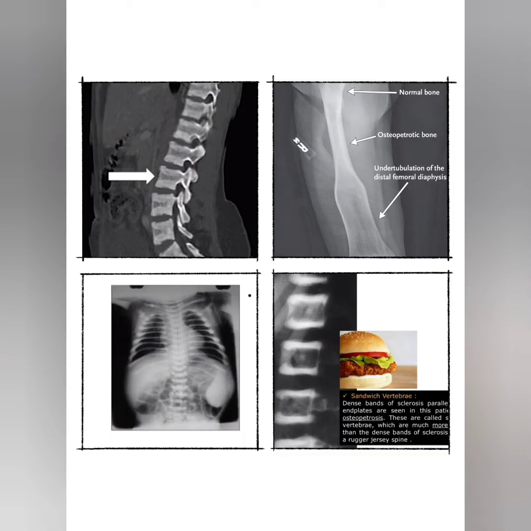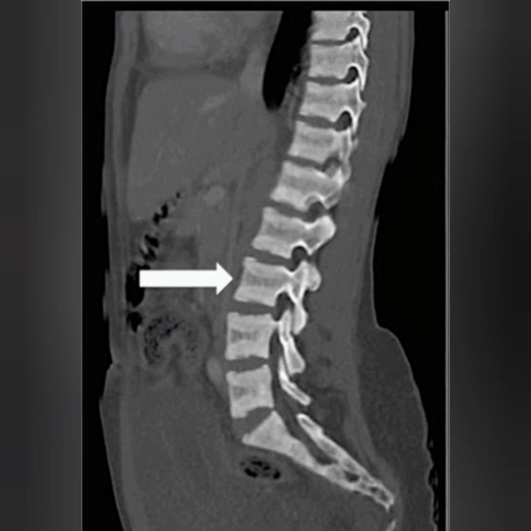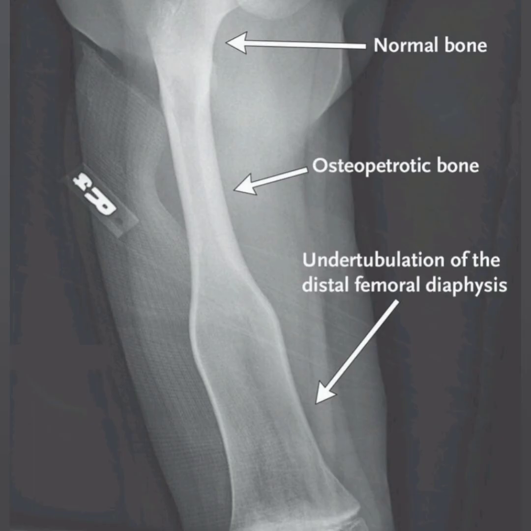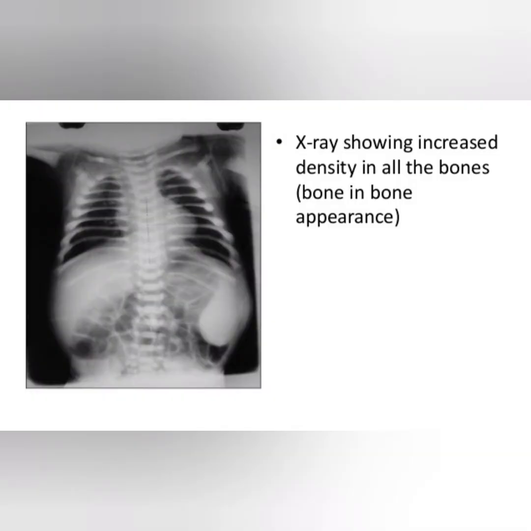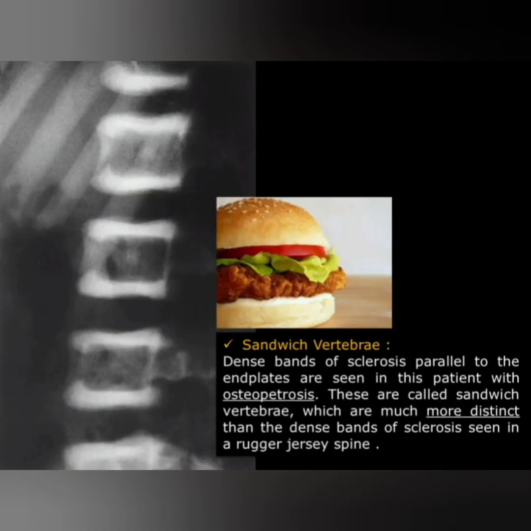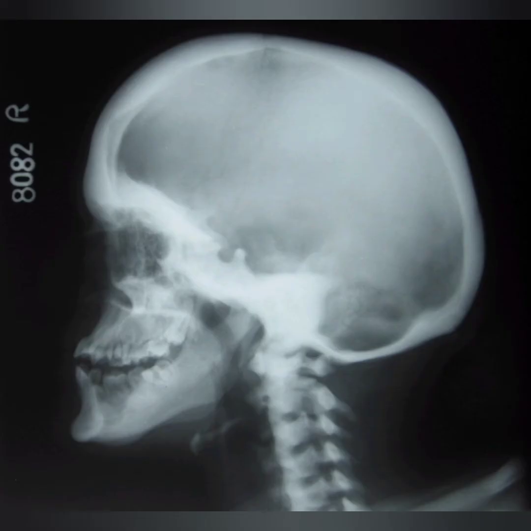The radiographic features of osteopetrosis are Rugger-Jersey spine, Erlenmeyer flask deformity, bone-in-bone appearance, and sandwich vertebrae. Here we see the Rugger-Jersey spine, and this is the Erlenmeyer flask deformity, and now we have the bone-within-a-bone appearance, and finally the sandwich vertebrae. And this is the radiograph of the skull of osteopetrosis that shows the dense diffuse radio-opacity.